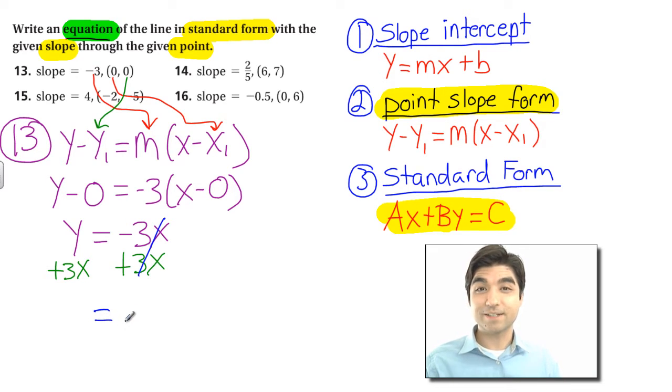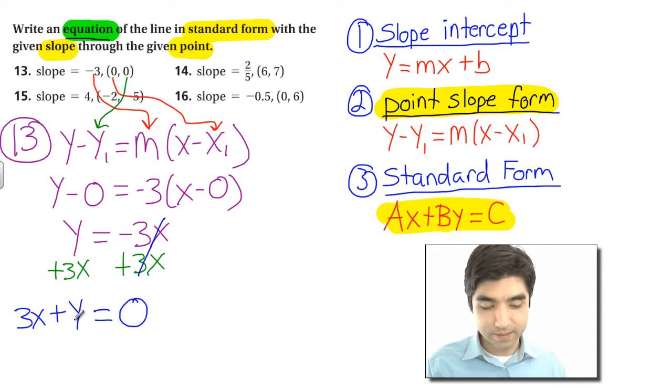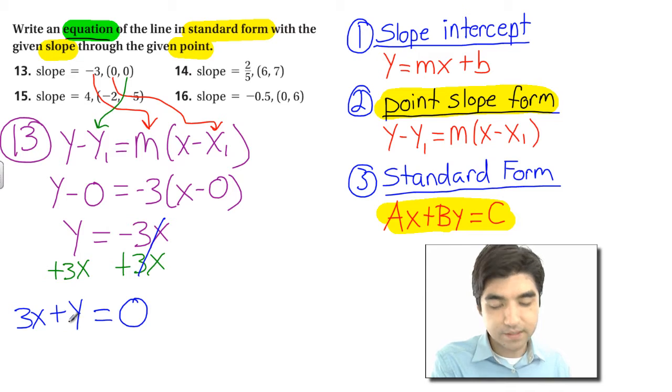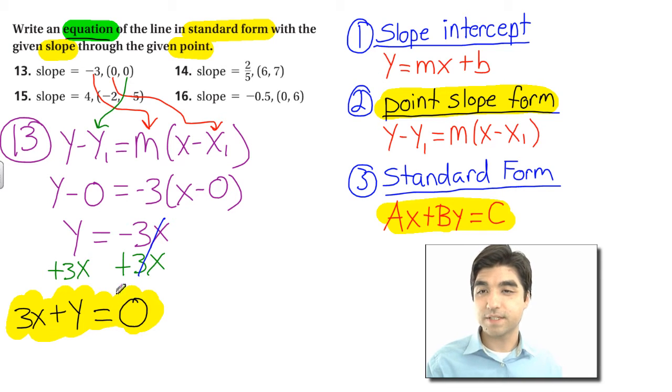So on the right hand side, we have nothing, right? We just have 0. On this side, we have a positive 3x and a plus y. So now that is in standard form, which is what they're looking for. Let me double check the answer. 13, yep. That is what it is right there. So that's the answer for number 13.